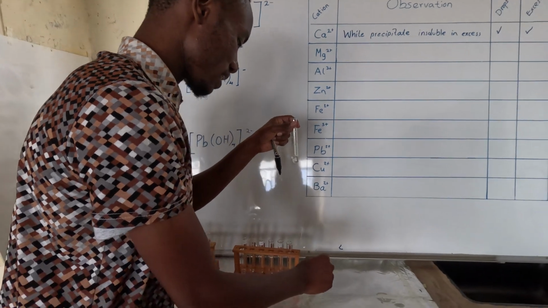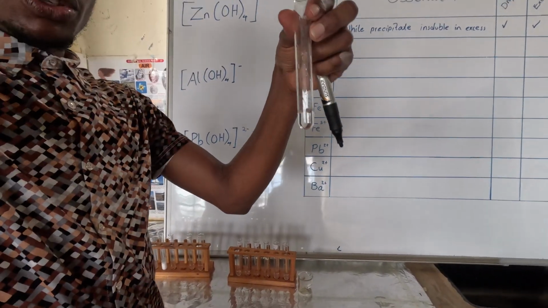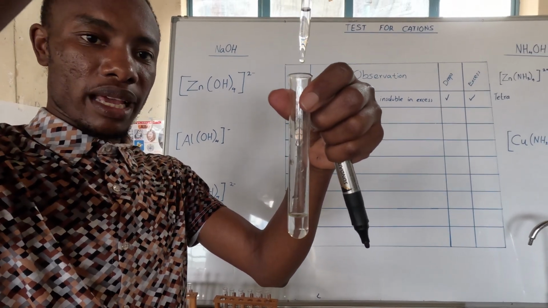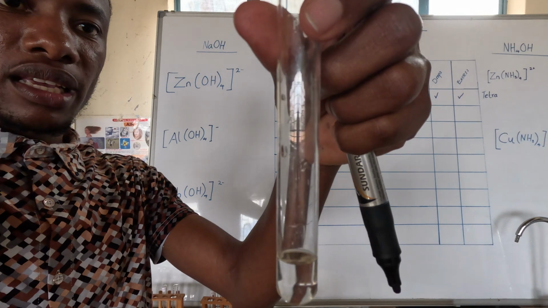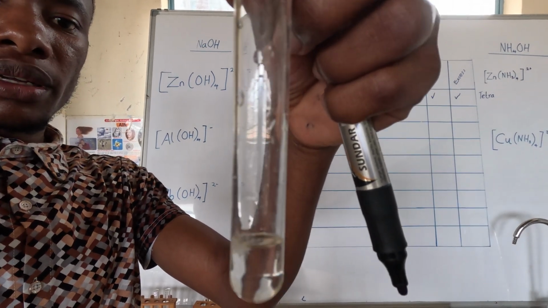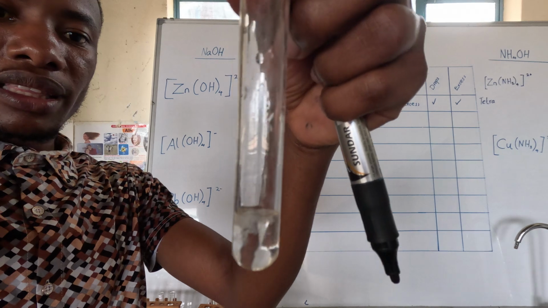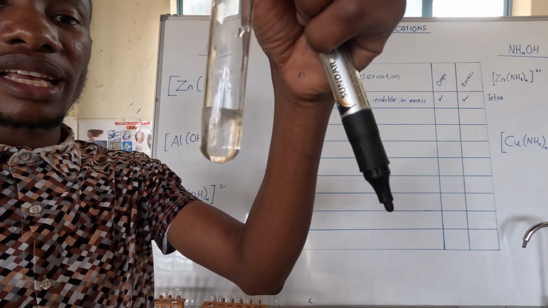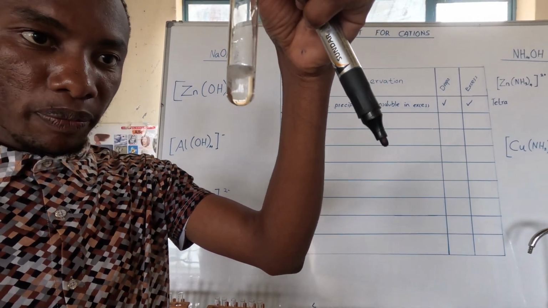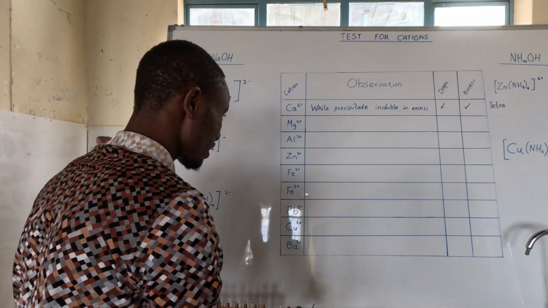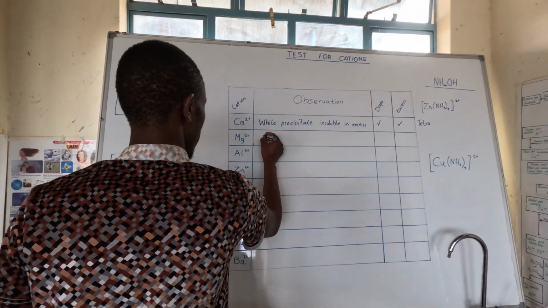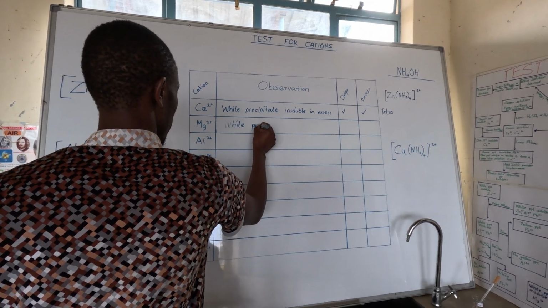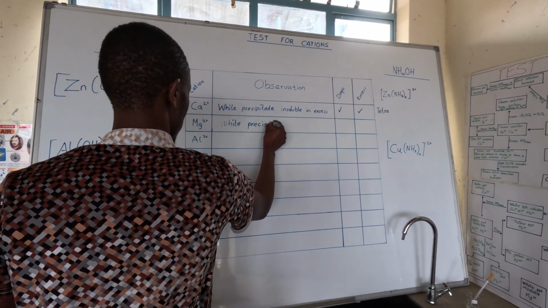Again, I'm going to add a few drops, like 3 drops. So this is magnesium ions. I'll move it closer to the camera so that you can see. The first drop, second drop, and the third drop. You're seeing some clouds, and those clouds are what we call a white precipitate. So we write again: white precipitate.